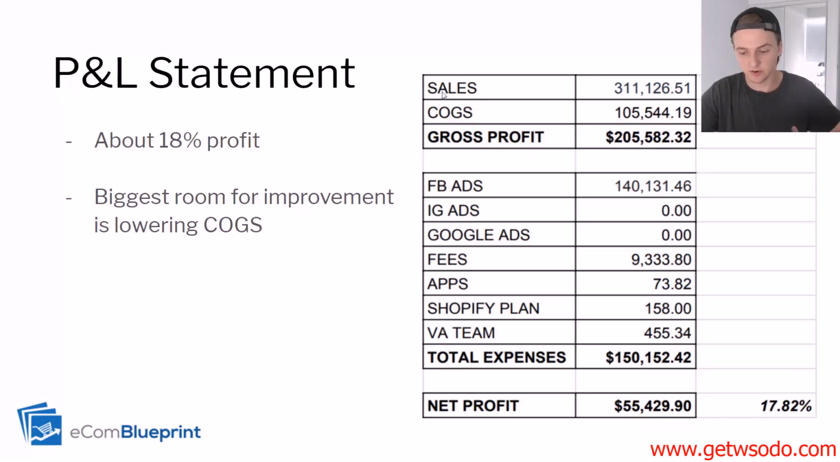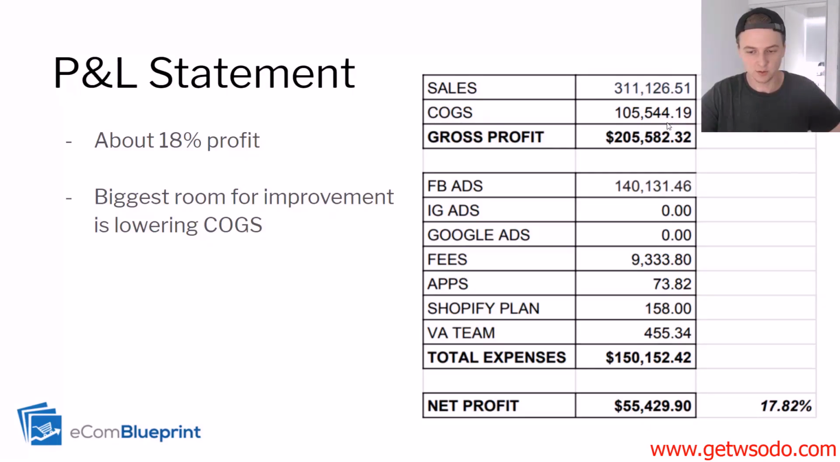This is going to be showing you how much I actually profited. So the top line here, the sales, were about $311,000 US. Now the cost of goods was $105,500, and this includes shipping. This is all of the product costs that I had to pay. And you can see that this is just over 1/3 of sales. Usually I try to keep this under 1/3 of sales.